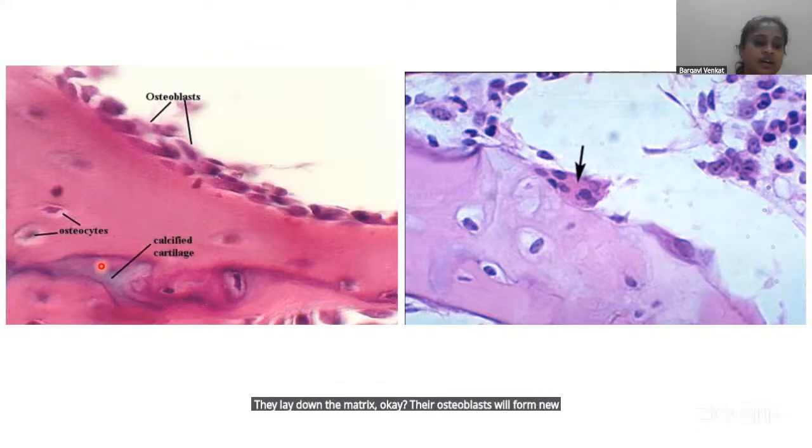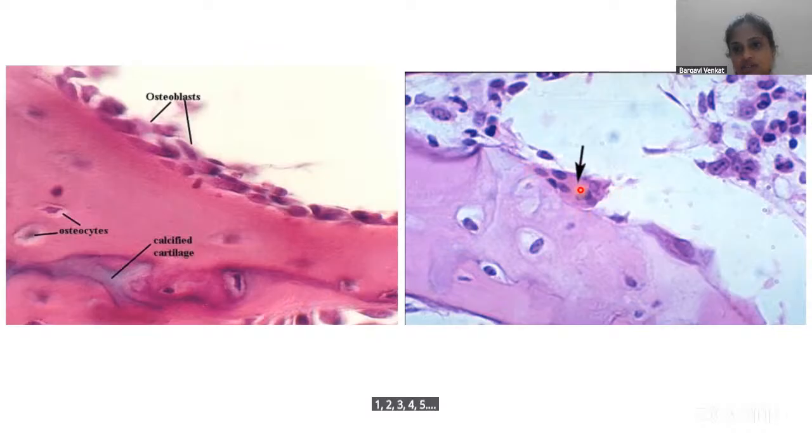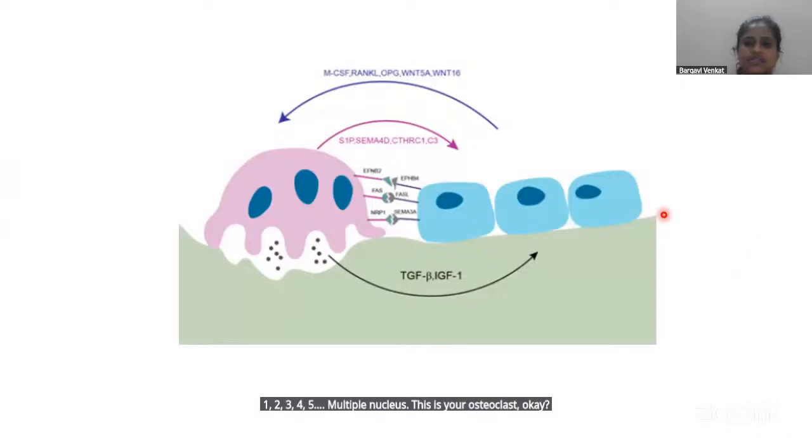Okay. So these are your osteoclasts. Can you see multiple nuclei? 1, 2, 3, 4, 5. Multiple nuclei. This is your osteoclast.